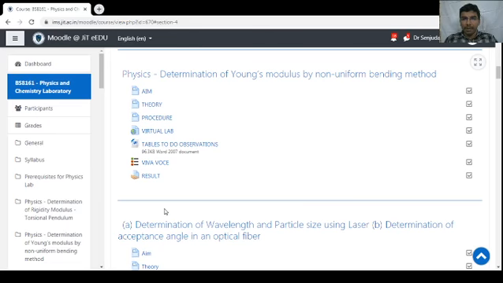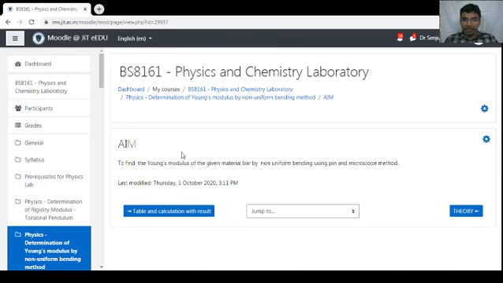Greetings to you all. In this video we will discuss the determination of Young's modulus by the non-uniform bending method. See, this is your aim. You are finding the Young's modulus of the given material bar by non-uniform bending using the pin and microscope method.